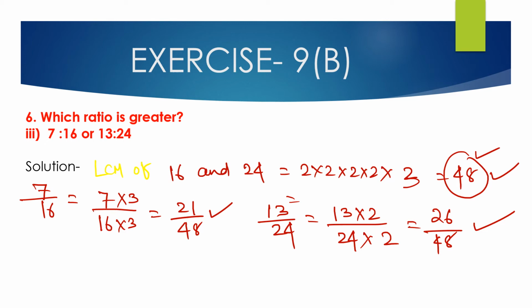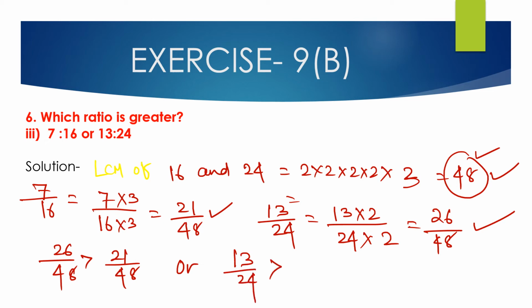Now 21 divided by 48 and 26 divided by 48 both have the same consequent 48. Comparing the ratios 21 divided by 48 and 26 divided by 48, we have 26 divided by 48 is greater than 21 divided by 48. 26 divided by 48 is the equivalent ratio of 13 divided by 24, and 21 divided by 48 is the equivalent ratio of 7 divided by 16. So 13 divided by 24 is greater.